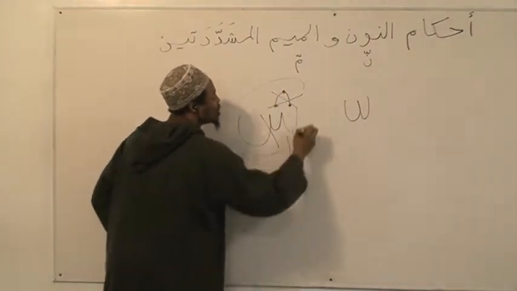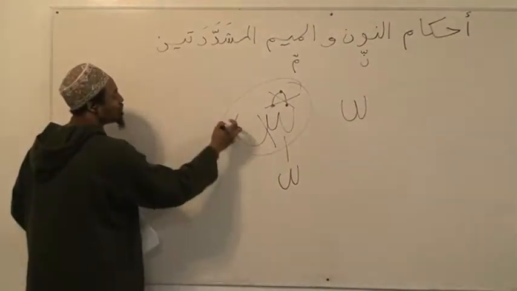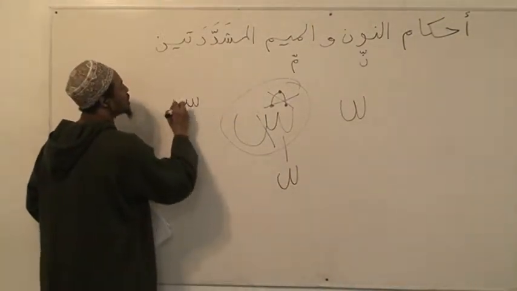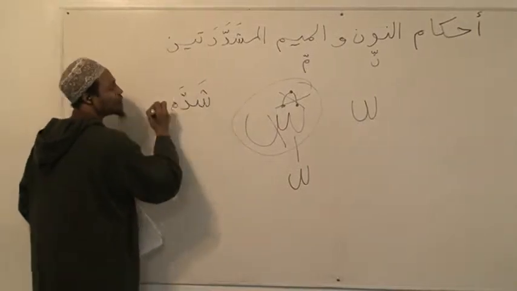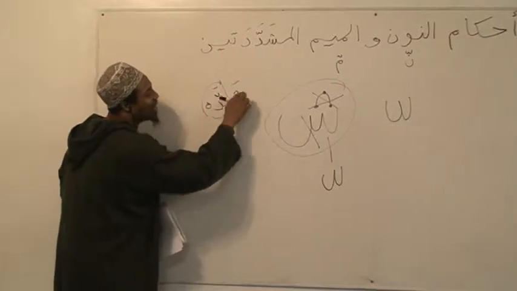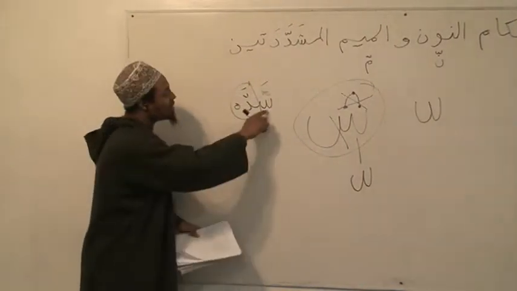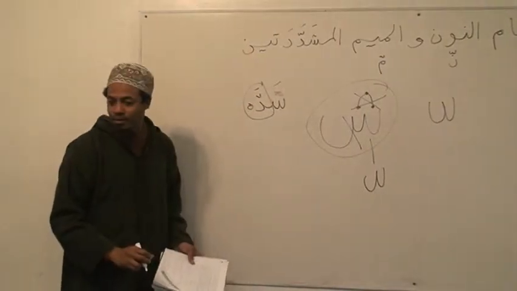Now, why did they take a sheen and make it the sign for shadda? Because the sheen here represents the word shadda. That's why they took this away and left that right there, and then they wiped that off because it's difficult to write when you're writing. So they just left that part right there.